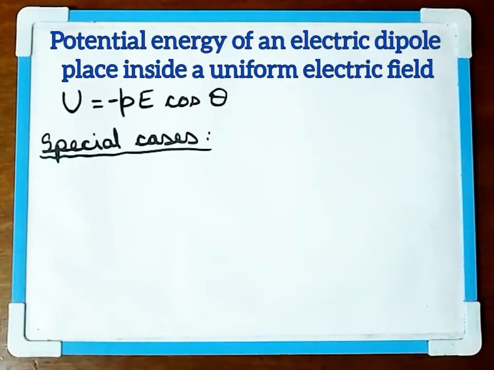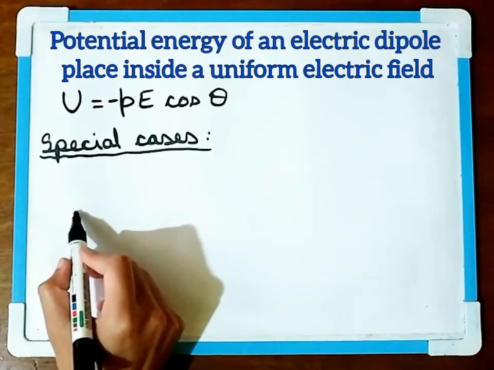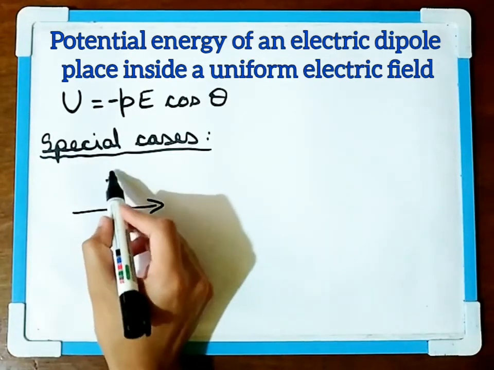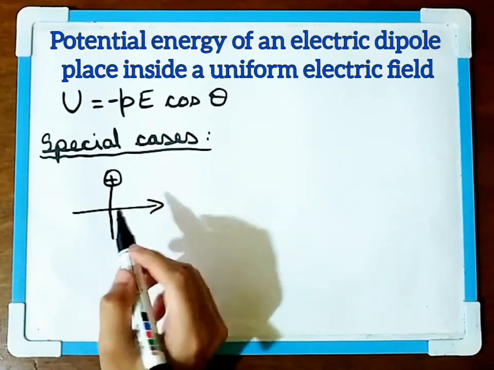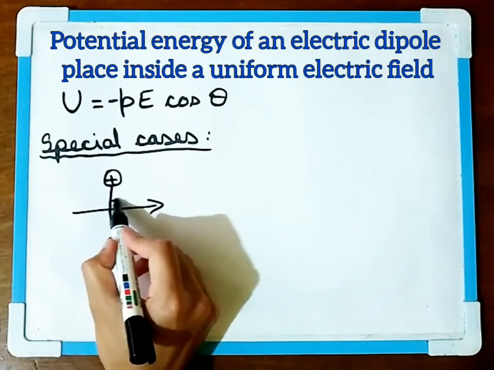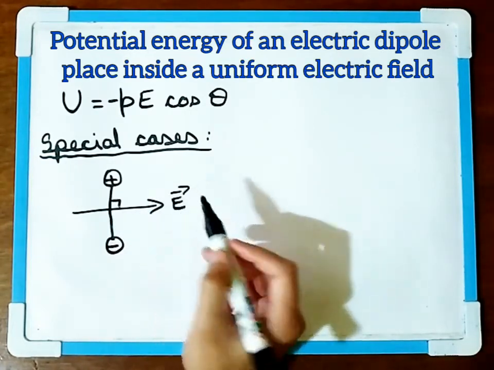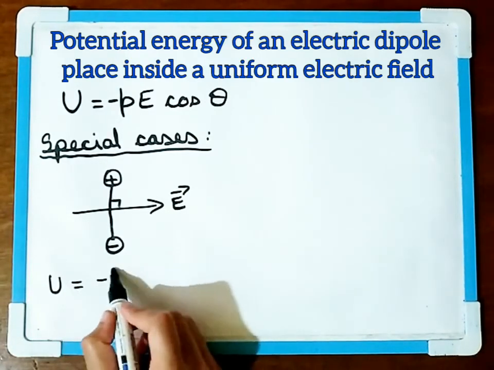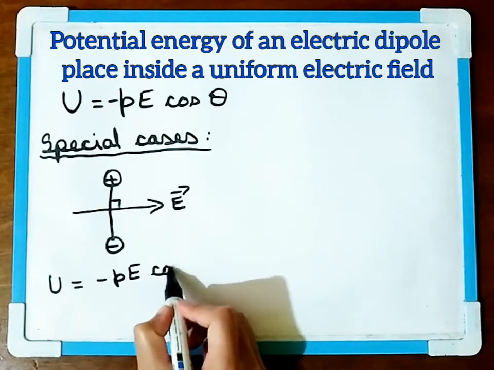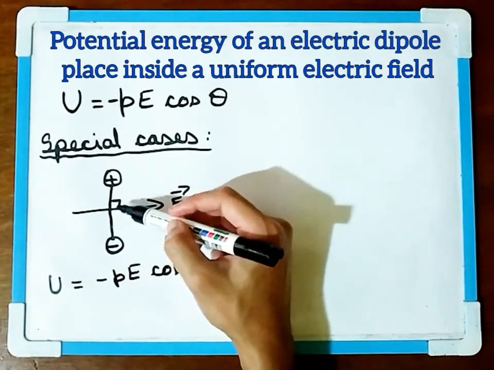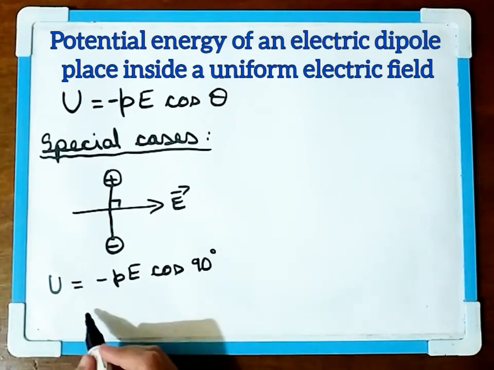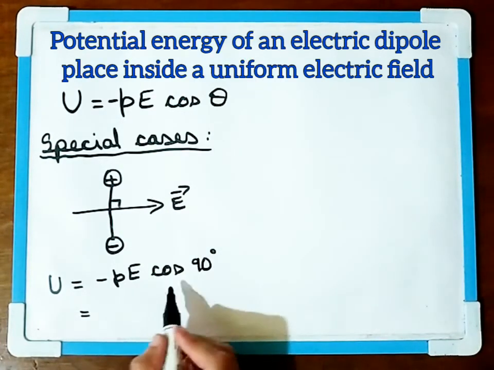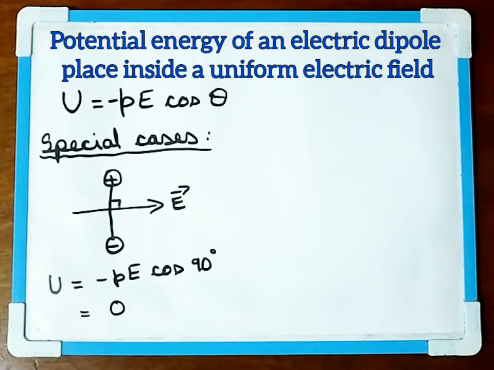Now we come to the special cases. Suppose your dipole is placed in this position. So this is your dipole. It's placed in this position, making an angle 90 degree with the direction of the electric field. So what will be the potential energy in this case? In this case, the potential energy will be minus PE cos of, since the angle theta here is 90, cos of 90 degree. And this cos of 90 degree will be equal to 0. So your potential energy will be 0. At this position, I have told you earlier that potential energy is equal to 0. So this is the first case.